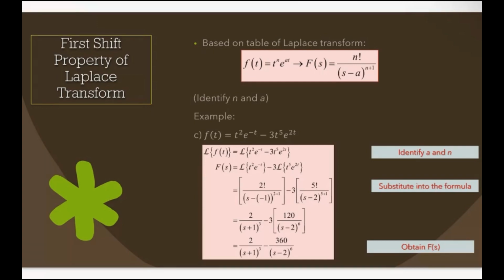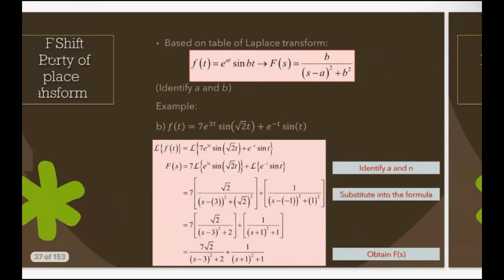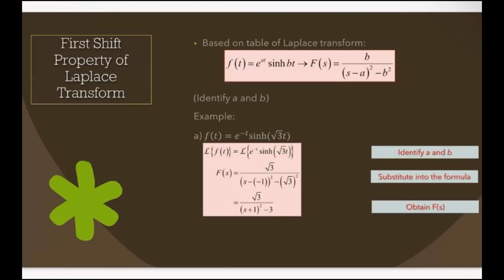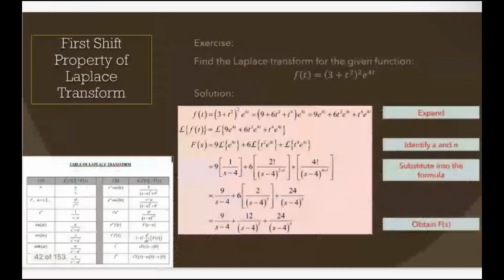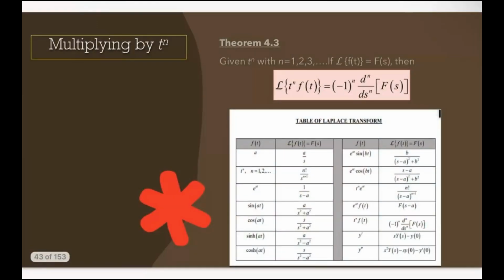So today I will continue our lesson with the third property. Okay, so this is the last property for Laplace transform. We call it multiplying by t^n. So let's see theorem 4.3.